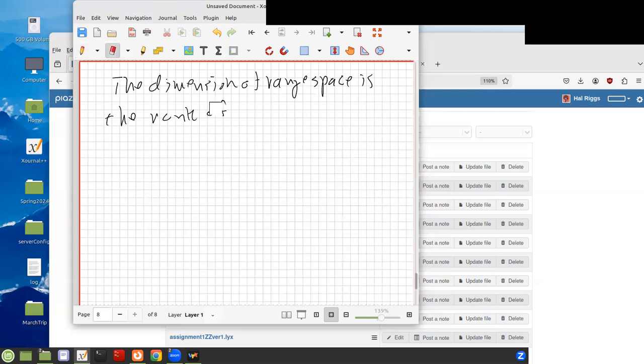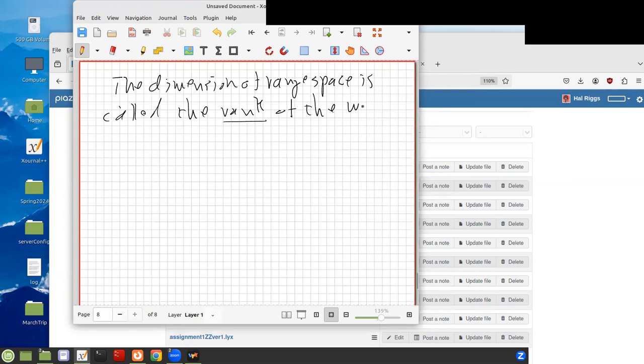Is said to be, is called, the rank of the map. Now, it's going to turn out that this rank of the map is going to be related. We've seen the word rank before in terms of matrices. For a matrix, the rank of a matrix was the number of linearly independent rows. It's going to turn out that the matrix that represents a map with a given rank will have the same rank. So there's a connection between the rank of a map and the rank of a matrix.